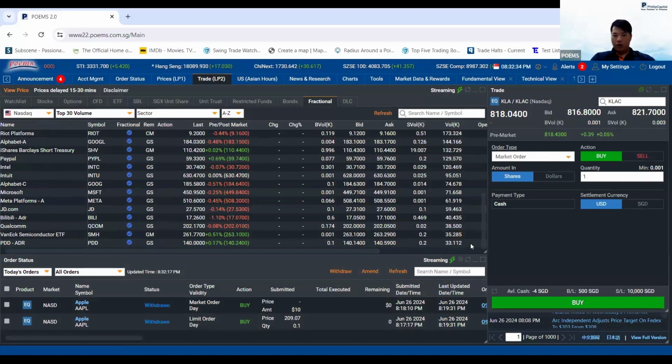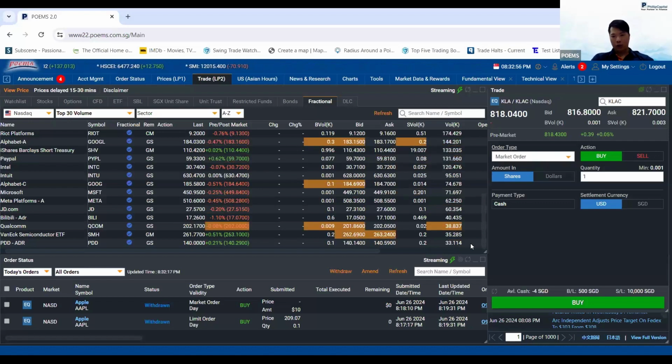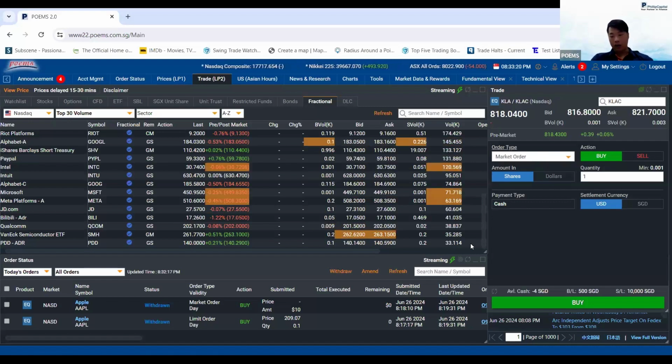Okay, so for fractional shares, one of the few things you need to know is that you are not allowed to transfer out. In case you wish to transfer any shares from POEMs to other brokers, the fractional share component is not transferable, so you will have to liquidate it. That's the first. Another risk you need to know is that the fractional share component is market making. That being said, it's not directly traded through exchange. The price is being market made by our counterparty.